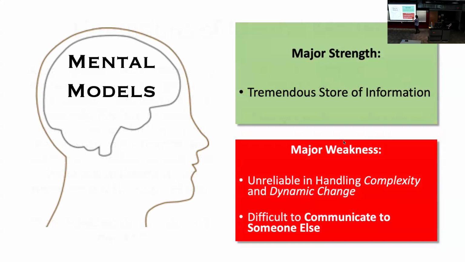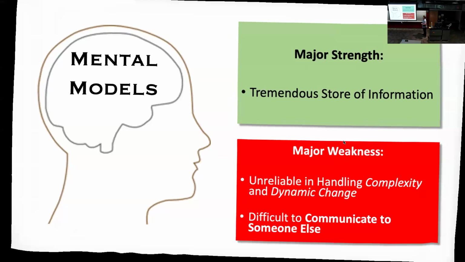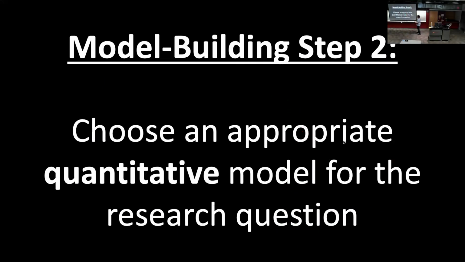And we'll be wrapping up here in just a minute. But the major strength is you do accumulate information over your life, and that's much more information than we can ever load into a computer or a mathematics expression. But the downside is they're not generally good at handling complexity and dynamic change. And it's really difficult to communicate your models. Like if you were to ask somebody, well, how does a hospital work? To be able to get every aspect of it that's working in your head out is very difficult to do. So that's why we focus on quantitative models.